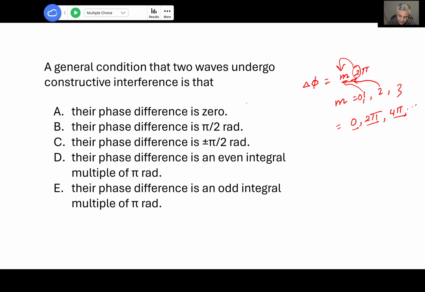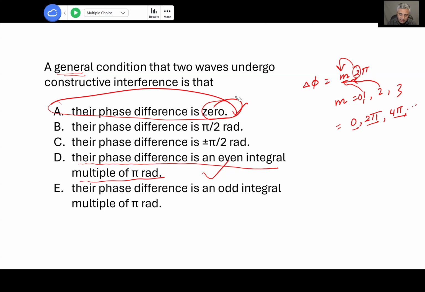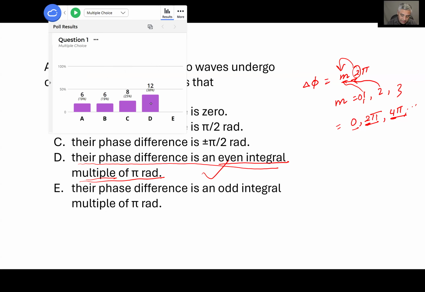So there is one response, 0. That sounds correct, but it is one specific condition. Another says a general condition, so this is more general. Looks like this one is better. If this wasn't there, then this could be the answer. So that was close, but better is this. See here, even integer multiple. 2, 4, 6, those are even, right? So that's how we can write it. So looks like D is the correct answer in this case.